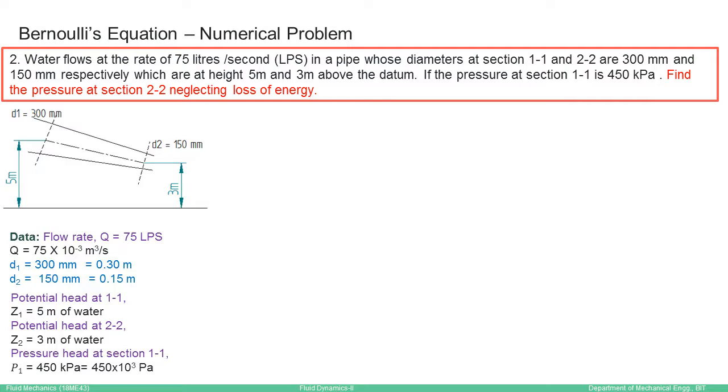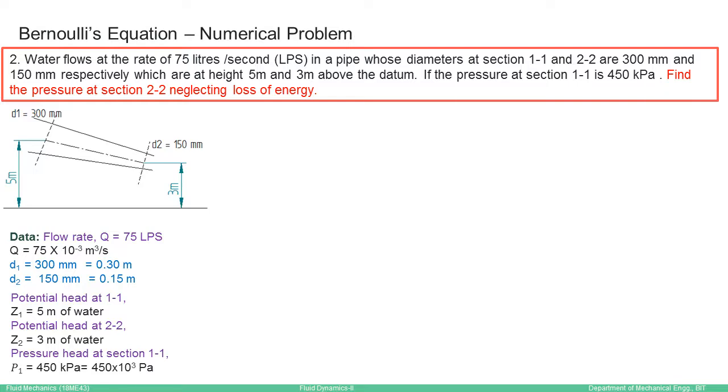And the conversion between liters and meter cube per second is that 1 liter is equal to 1 into 10 power minus 3 meter cube. So using that here, Q is 75 into 10 power minus 3 meter cube per second. The diameters d1 and d2 are 0.3 and 0.15 meters respectively. Potential heads are given as 5 and 3 meters for sections 1 and 2 respectively, and P1 is given as 450 kilopascal, and I want to express that in pascals, so 450 into 10 power 3 pascals.